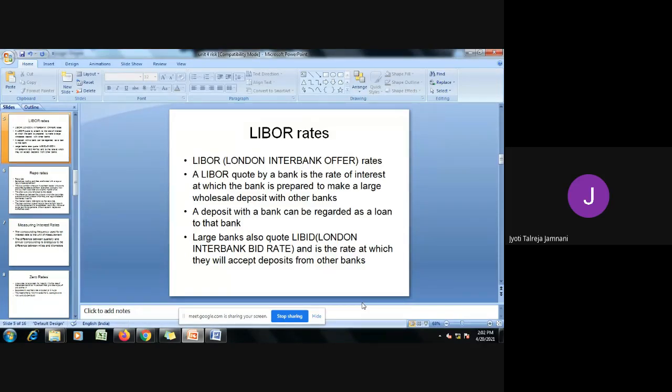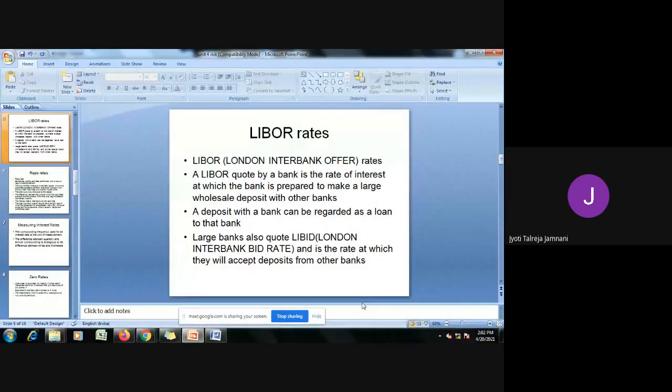Large banks also quote LIBID, that is London Interbank Bid Rate, and it is the rate at which they will accept deposits from other banks. So here you are basically bidding. They can also quote the rate. That means they are bidding the rate at which they are ready to accept deposits from other banks.